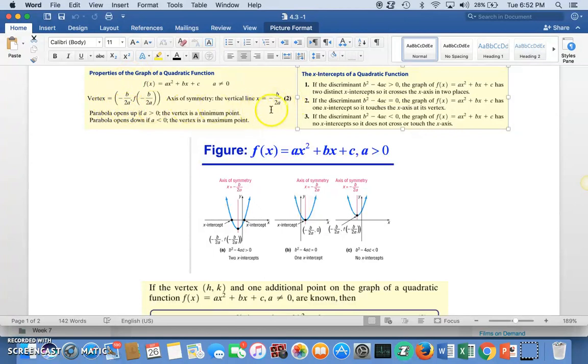You can use this form to find the vertex, negative b over 2a. You find the x value, or the h, whichever you want to refer to it as. hk a lot of times is the vertex. Once you get that, then you would plug into your quadratic to get the y value, the function value.